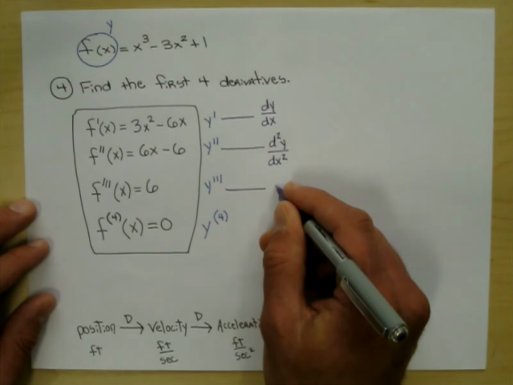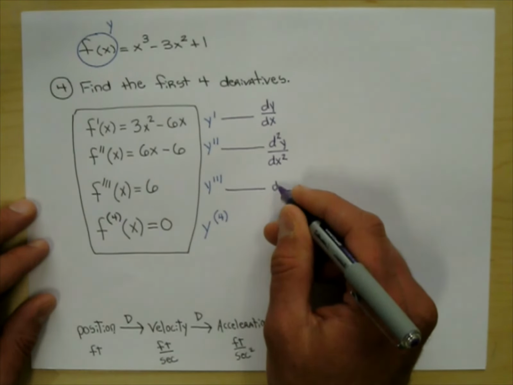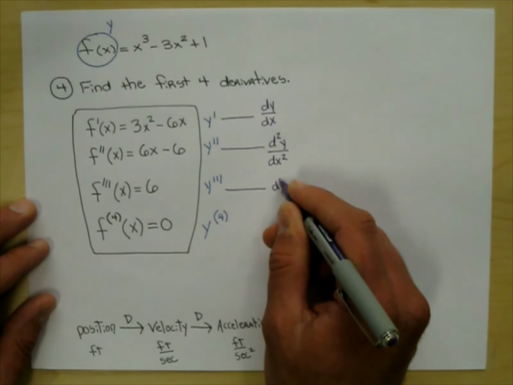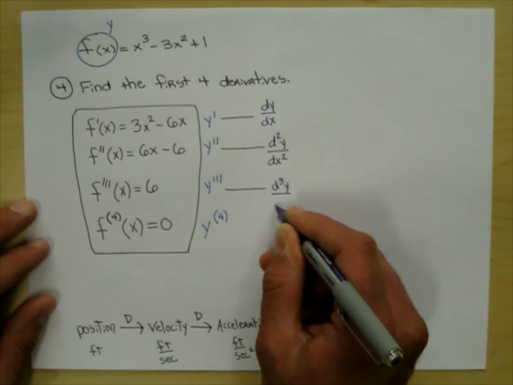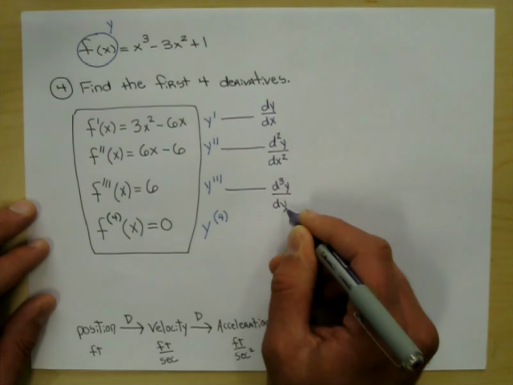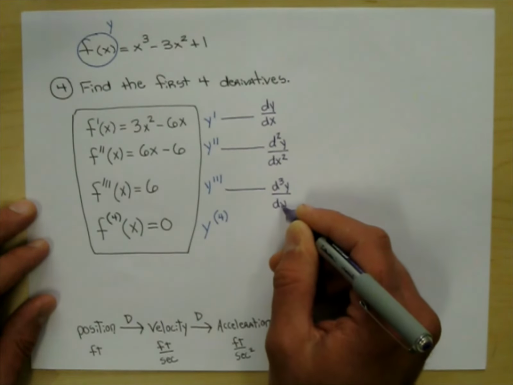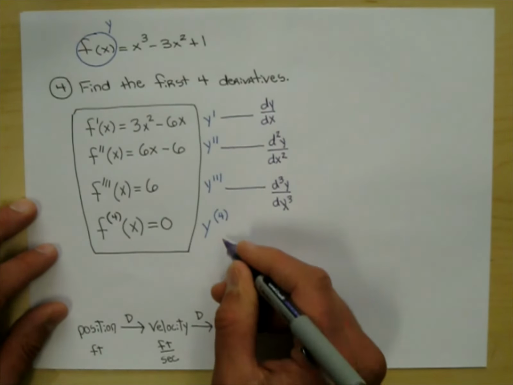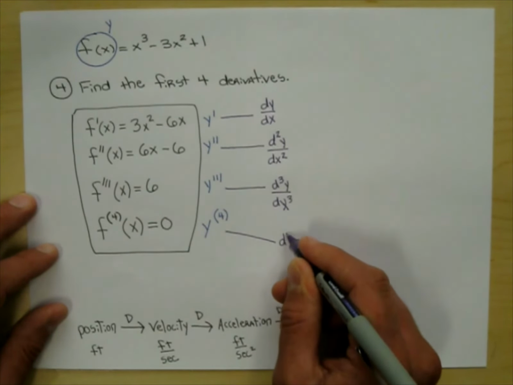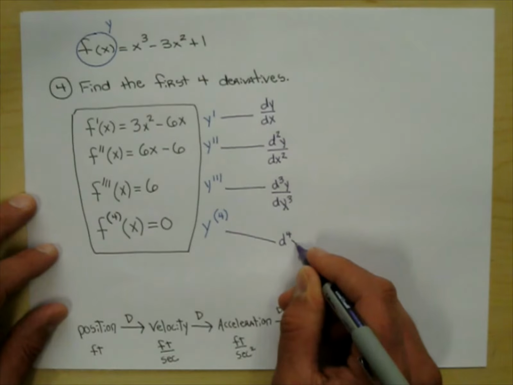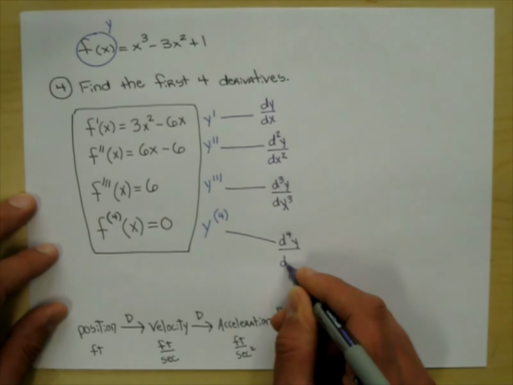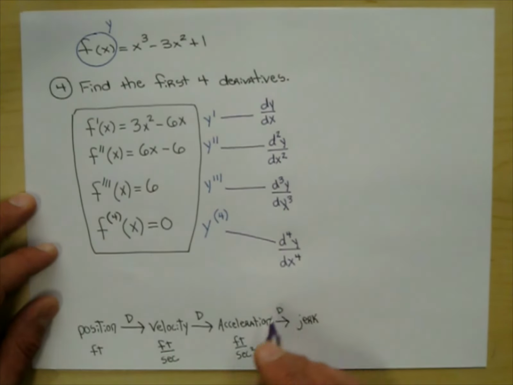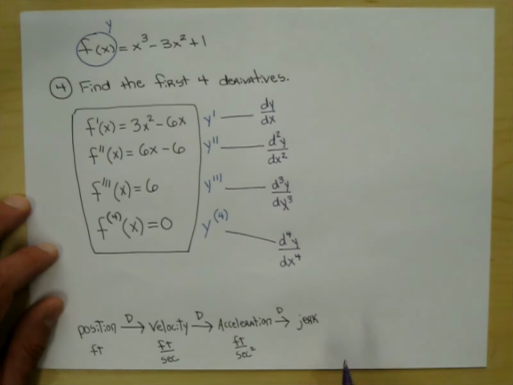Okay, look at this. Third derivative, d3y over dx cubed. That's an x there, okay? Hopefully that's obvious. And then the fourth derivative is d to the fourth y over dx to the fourth. So why would they do this to us? Why would they do this to us?